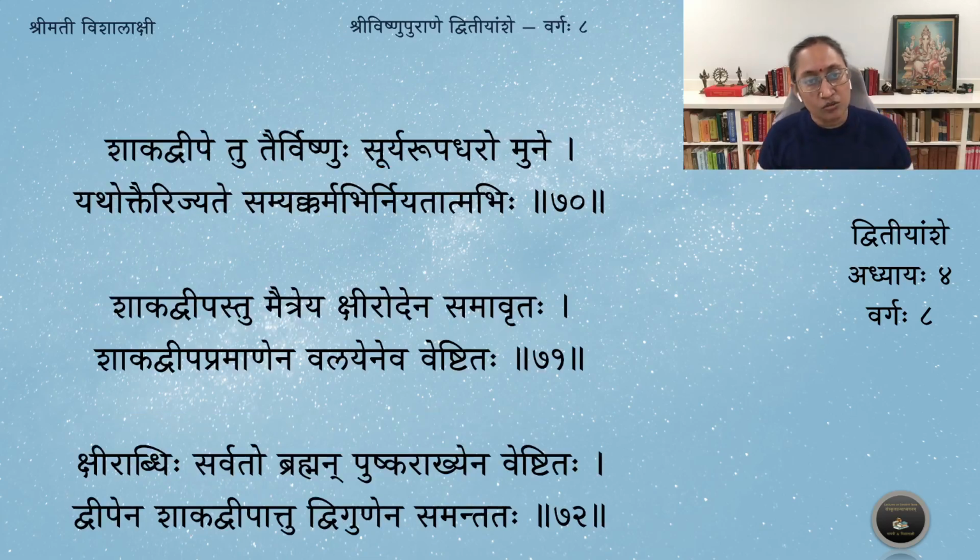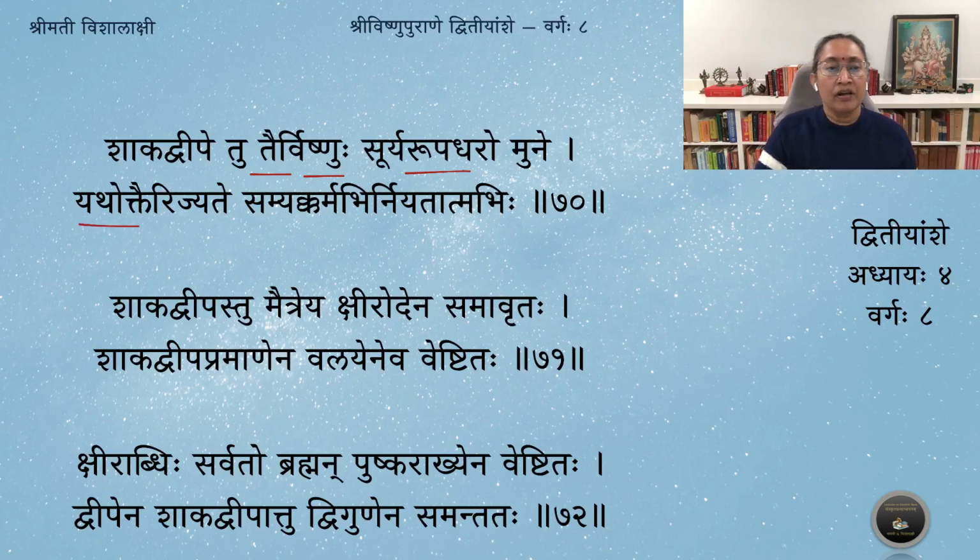Shakadvipe tu Tair Vishnuhu, Surya Rupa Dharo Mune, Yathoktaihi Ijjate Samyak Karmabhihi Niyatatmabhihi. So after talking about the people, now he has to talk about who is the Pradhana Devata there and in what form Vishnu is present in that island. In Shakadvipa, Vishnu Surya Rupa Dharaha. He Mune Maitreya, Surya Rupa Dharaha Vishnu.